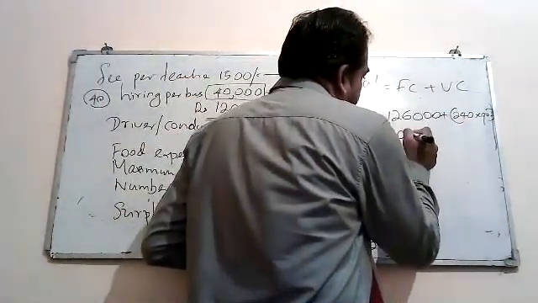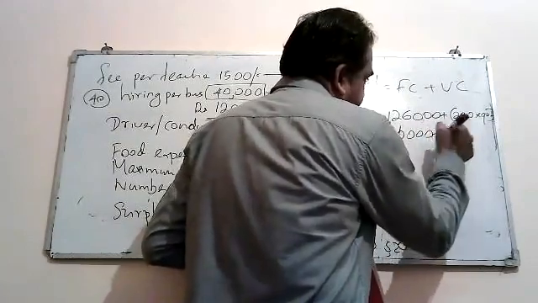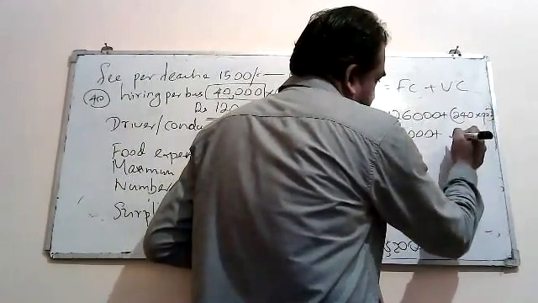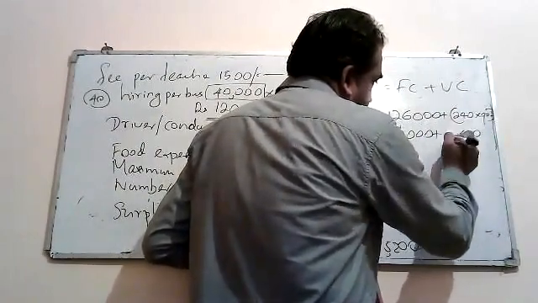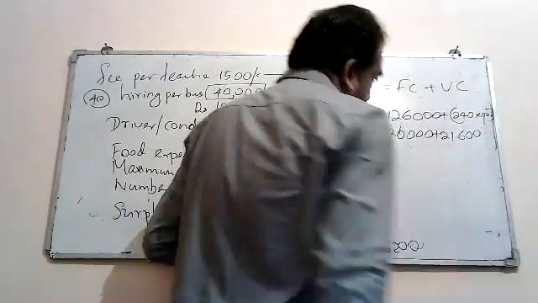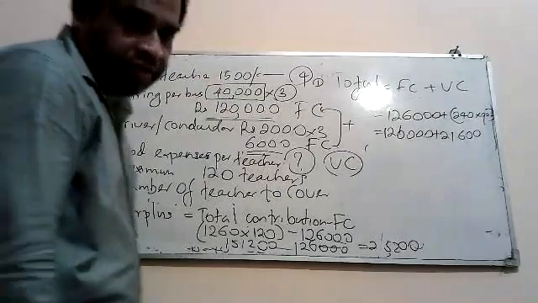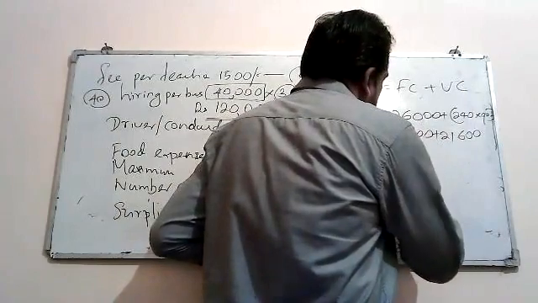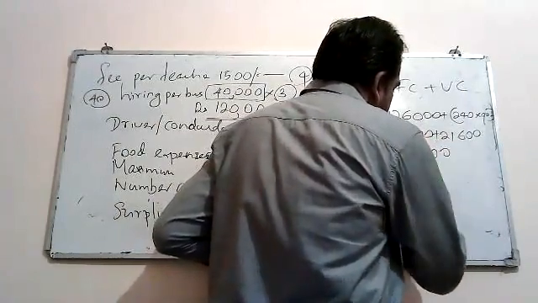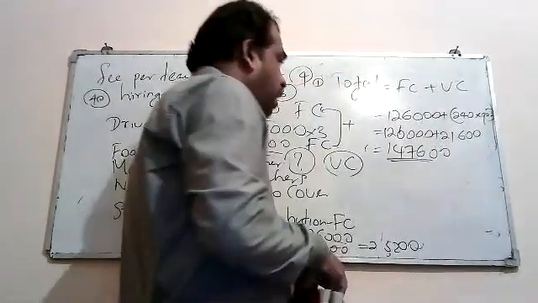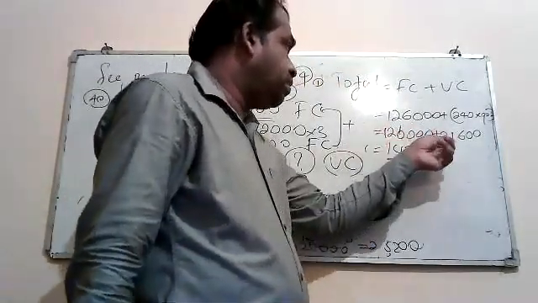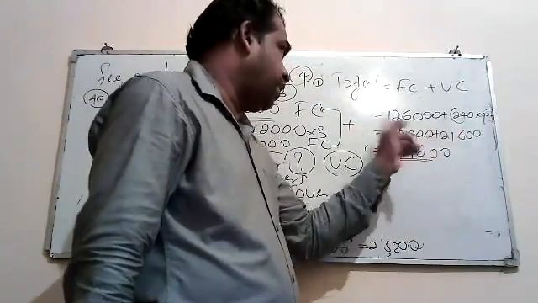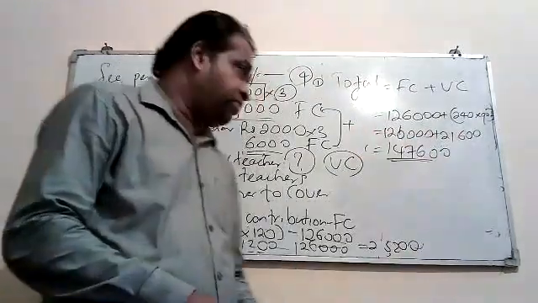Then you can take total variable cost. Then 126,000 plus here, 9 times 240 is 2,160, so 21,600 will be the variable cost total. You take the total, 147,600 will be the total cost. Fixed cost 126,000, variable cost 21,600. Total 147,600. 147,600 will be the total cost.